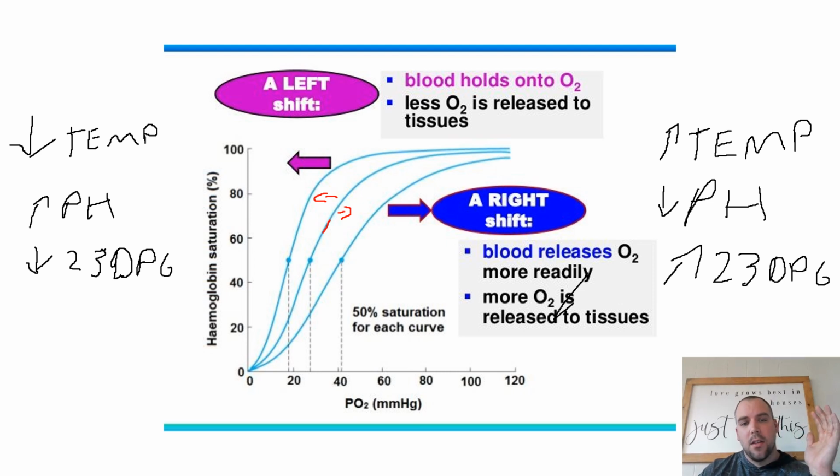And this is why we care. So this next line is showing you an artificial right shift. And we'll just say this is our patient we're talking about, okay? So you can notice the line is quite literally to the right. Well, what does that mean in terms of the graph? And what does that mean in terms of our patient anyway?